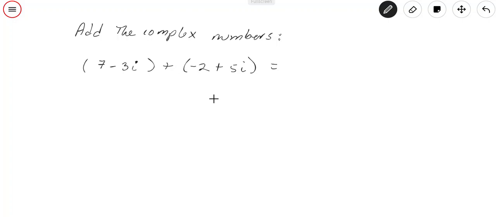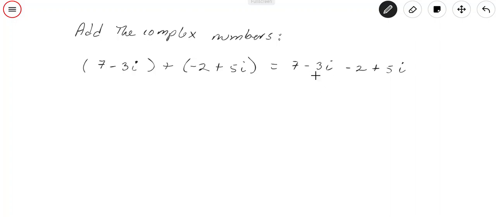So the first thing I'm going to do is to eliminate the parentheses, using exactly the same rules that I use when I'm adding polynomials. There is a visible positive sign here, so if I remove these parentheses, I will keep all the signs inside. So we say 7 minus 3i. I have another positive sign here. So when I drop the parentheses in this second complex number, as this sign here is positive, I will keep the signs inside. So I'm going to say minus 2 plus 5i.